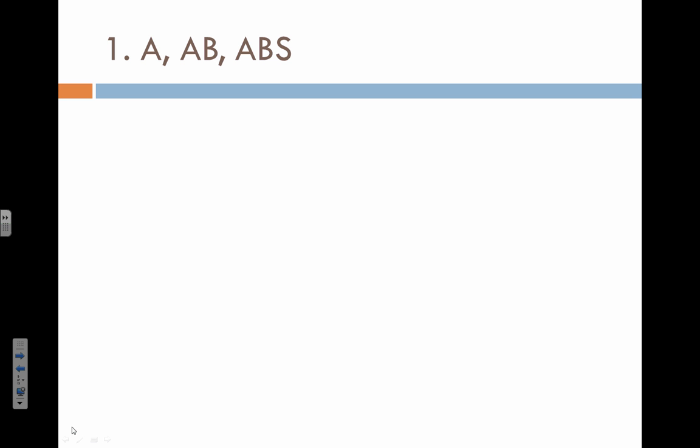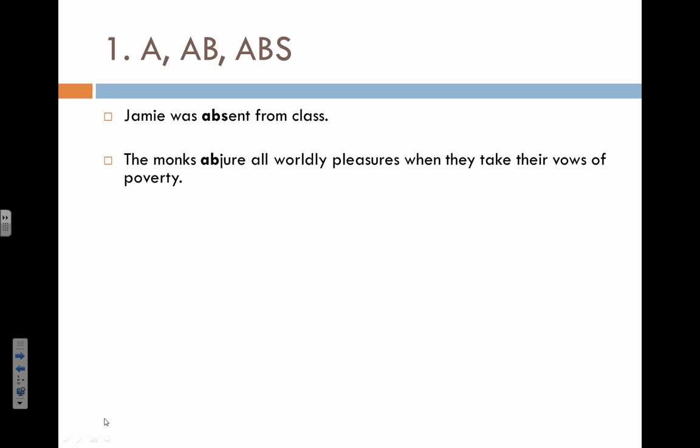So our first root is A, AB, ABS. Let's look at some words that use the root, and then we'll try and infer what the root might mean. So Jamie was absent from class. The monks abjure all worldly pleasures when they take their vows of poverty. The vegetarian abstained from eating meat.